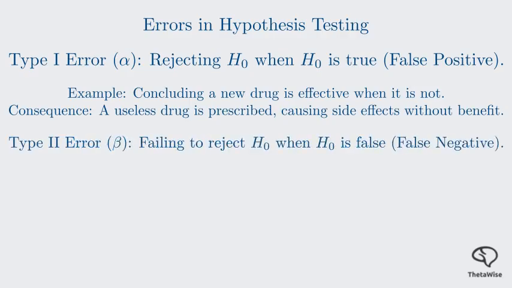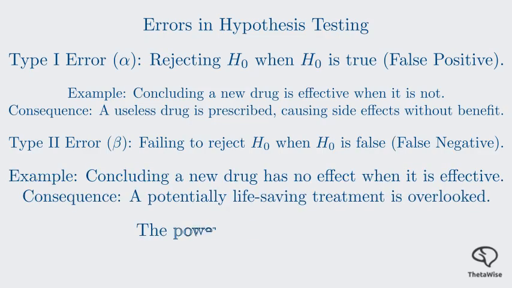A type 2 error occurs when we fail to reject the null hypothesis, but it was actually false. This is like a false negative. The probability of making a type 2 error is denoted by beta. Using our drug example again, a type 2 error would be concluding the drug has no effect when it actually does. This could mean a potentially life-saving treatment is overlooked and never reaches patients. The probability of avoiding a type 2 error, which is 1 minus beta, is called the power of the test.